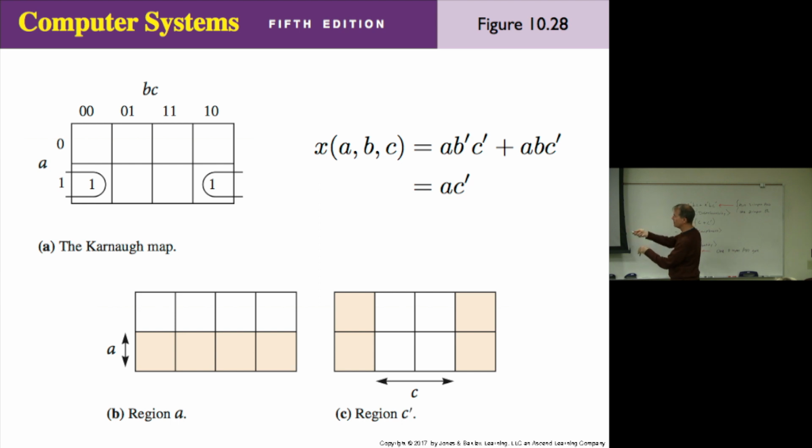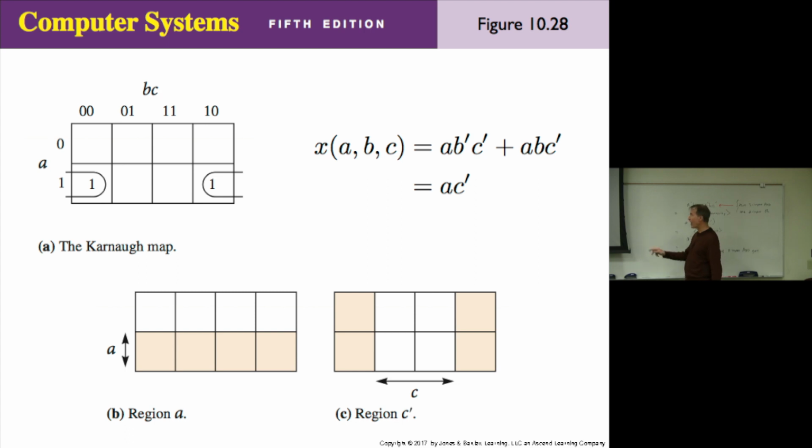If you look at the outermost, the left column is 0, 0. The right column is 1, 0. So what's the same there? C being 0. So that's AC prime. Here's the A region, that's the bottom row. The C prime region is that, so it's like the intersection of those. But you can just tell from the ones and zeros. Is everybody clear on how to do that?